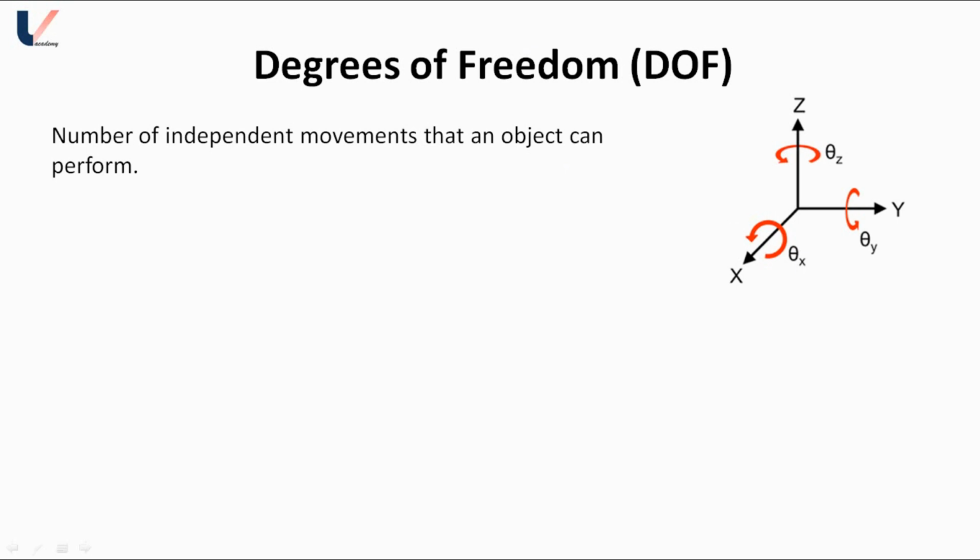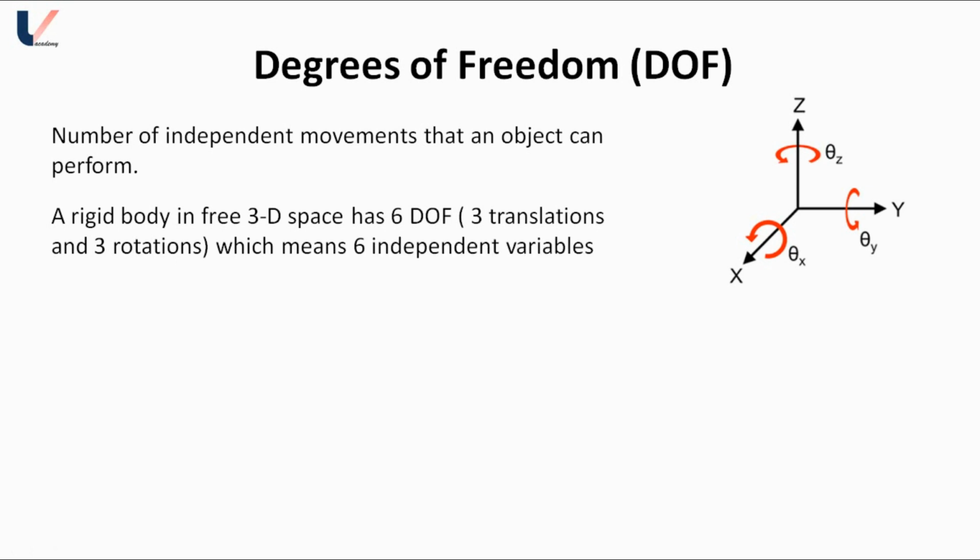In addition, the object can rotate about the x-axis, y-axis and z-axis, so 3 more degrees of freedom. Therefore, a rigid body in free 3D space has 6 degrees of freedom, 3 translations and 3 rotations, which means 6 independent variables are required to specify the location of an object in 3D space. The number of degrees of freedom is equal to the number of independent variables required to specify the location of an object in 3D space.